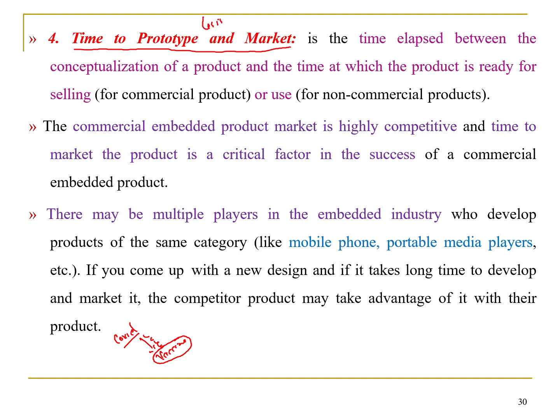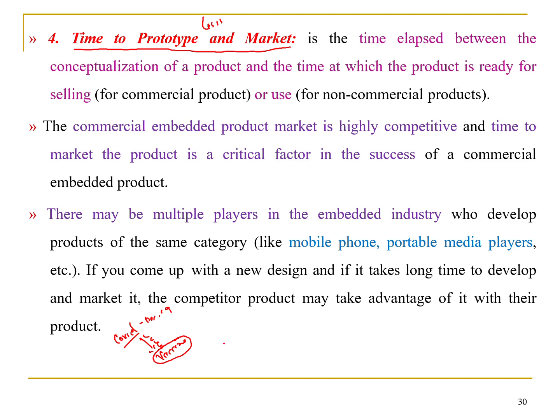For example, COVID came in December 19 and by around January we had a vaccine. Suppose we still didn't have a vaccine, then imagine the situation. Things would have gone very bad, right? Very similarly, the time to develop a prototype and the time to bring it to the market should be as small as possible. If you do not bring it to the market, then probably one more competitor will bring the same product to the market and you lose the market.